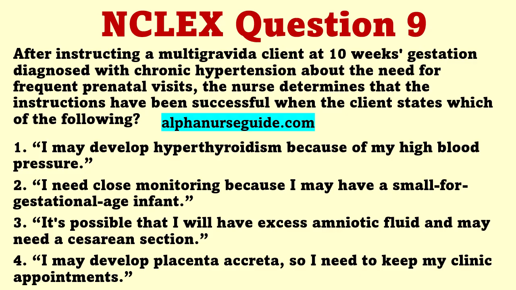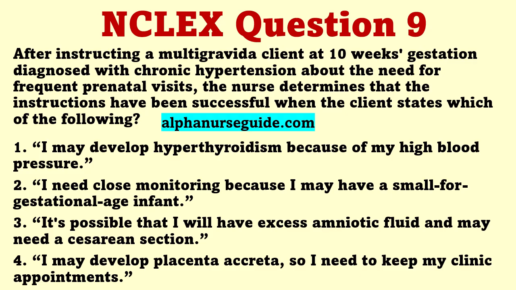The correct answer is 2. Women with chronic hypertension during pregnancy are at risk for complications such as preeclampsia, about 25%, abruptio placentae, and intrauterine growth retardation, resulting in a small for gestational age infant.